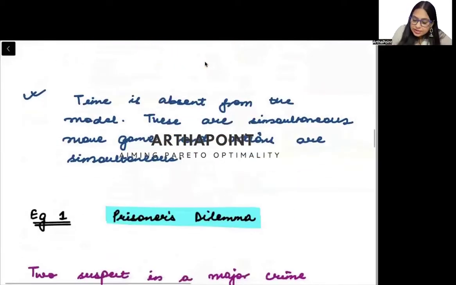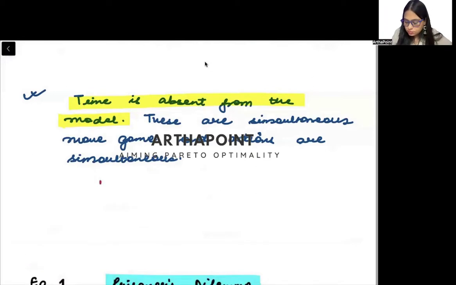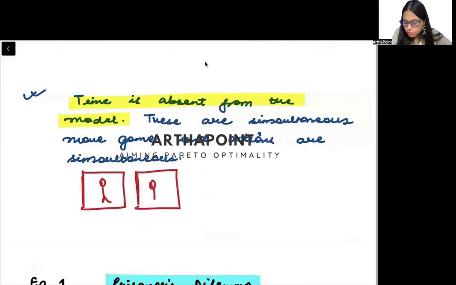Another thing, time is absent from the model. So I am not talking about deciding in different time periods. No, this is taking place in the same time period. Simultaneous game hai ye. This is a simultaneous move game. Simultaneous move game means what? It means that it's like this. Suppose there are these two friends. I put this friend in room 1 and put this friend in room 2. And I asked him, will you work hard?